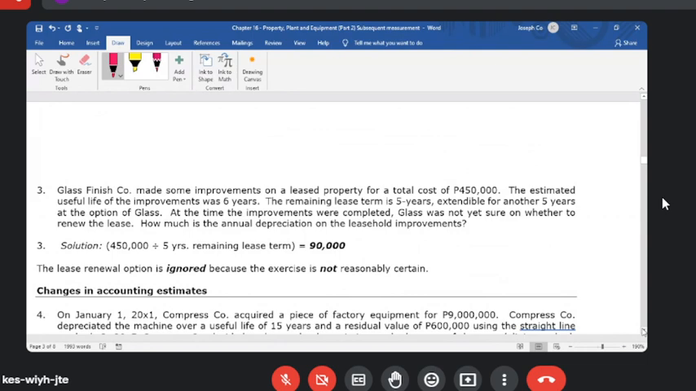Glass Finish Company made some improvement on a leased property for a total cost of 450,000. The estimated useful life of the improvement was 6 years. The remaining lease term is 5 years, extendable for another 5 years at the option of Glass. At the time the improvements were completed, Glass was not yet sure on whether to renew the lease. Therefore, the renewal option is ignored because the exercise is not reasonably certain.